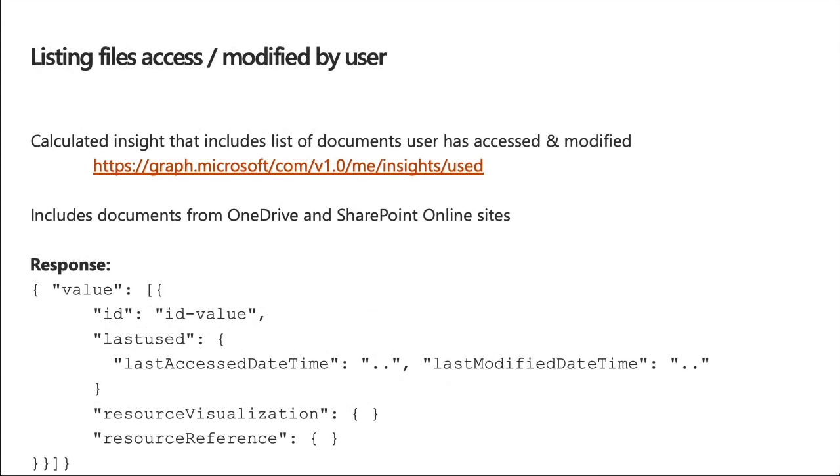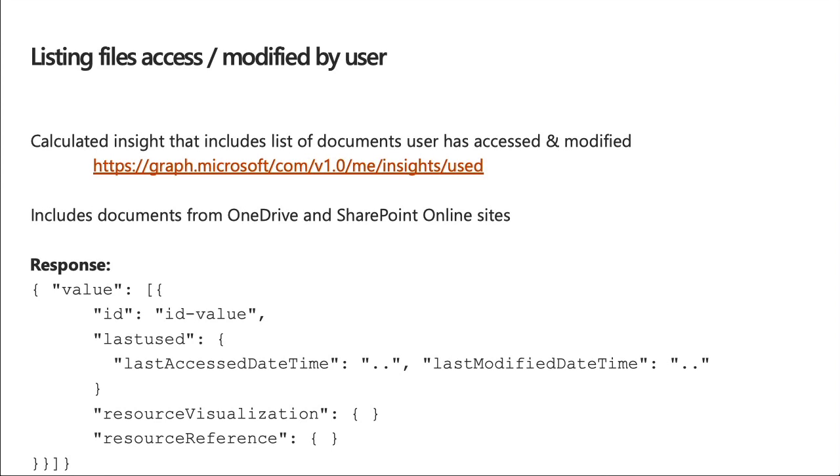Now, calculated insights include a list of documents the user has modified. This insight returns the most relevant documents that a user has viewed or accessed. The documents returned include those found in OneDrive for Business and a SharePoint site. This is the used calculated insight. To get a list of the documents that are recently modified or accessed by the current user, you're going to submit a request to /me/insights/used.